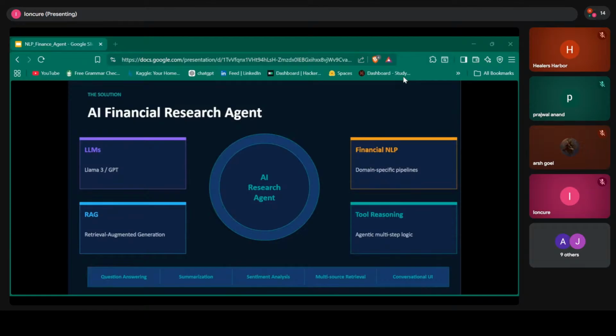You have a RAG pipeline, retrieval augmented generation, that grounds the model's output in real retrieved documents rather than purely relying on parametric memory. You have a financial NLP layer for domain-specific tasks like sentiment scoring, and you have tool-based agentic reasoning, which allows the system to plan, search, retrieve, and synthesize across multiple steps. The result is a conversational system capable of answering financial questions, summarizing reports, analyzing market sentiments, and doing all of this from multiple sources simultaneously.